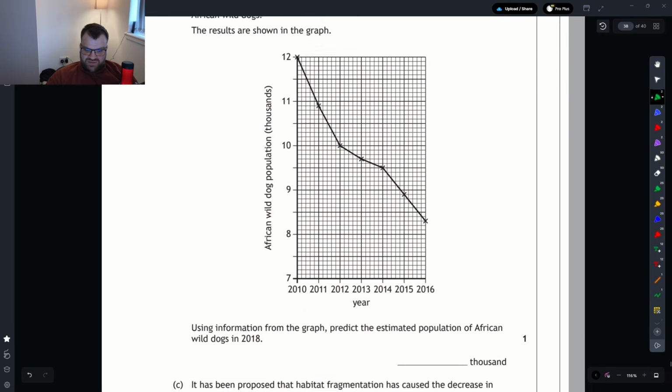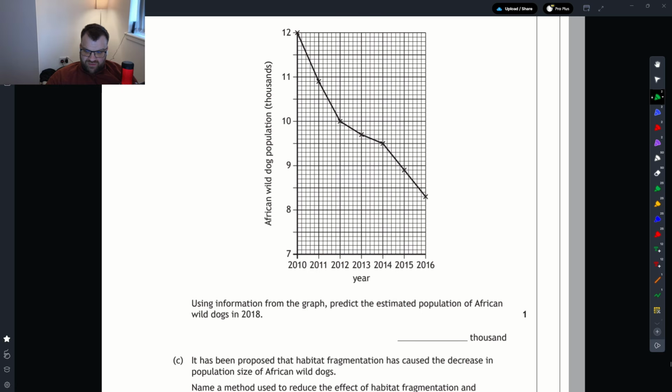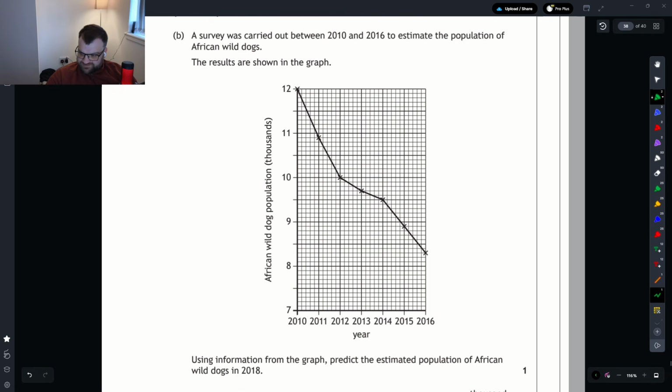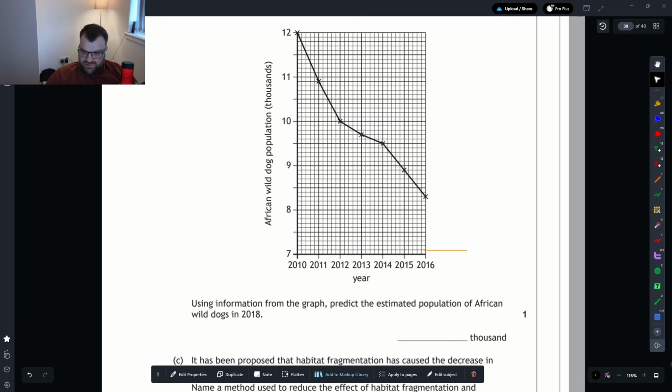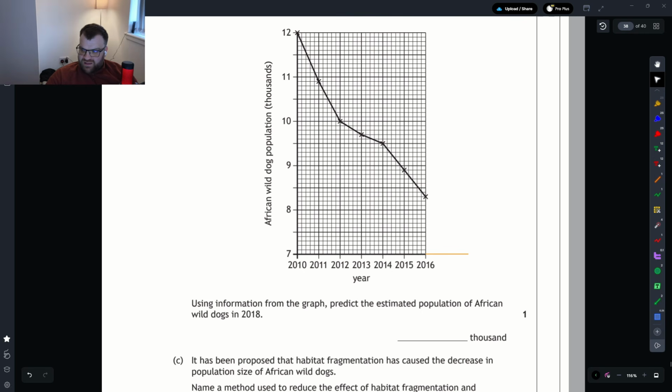Next part, we've got a graph. Estimate population 2018. I might be able to cheat the system. So that's another 2 years. If I grab a line here and I extend out the x-axis like that, it's been quite stable over the previous 2 years. So if I continue that on, some of my lines are all lined up decently.